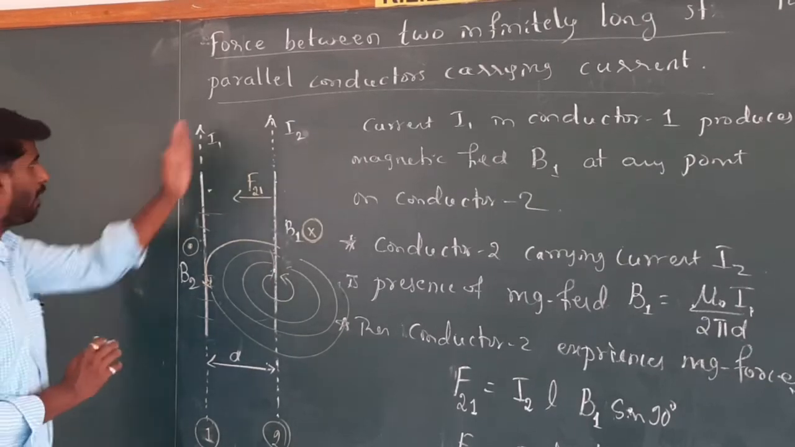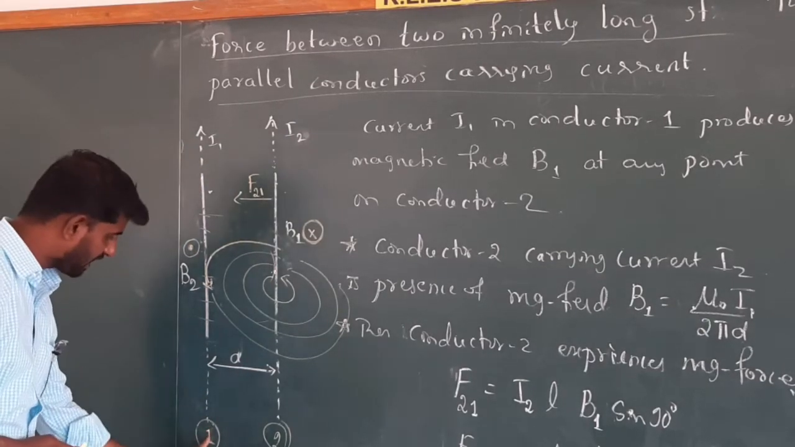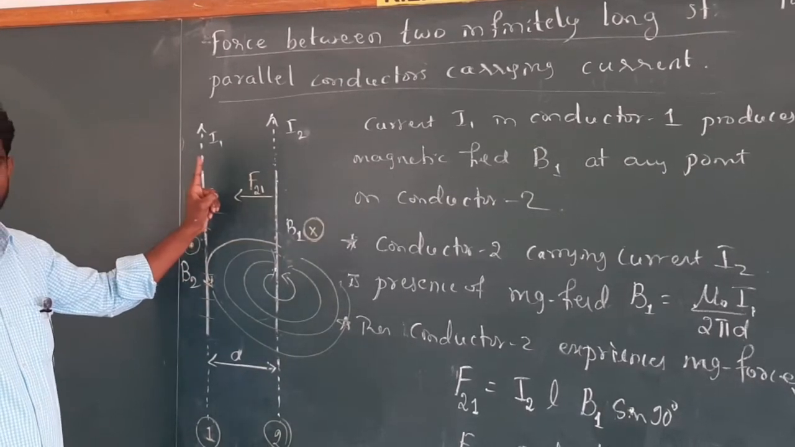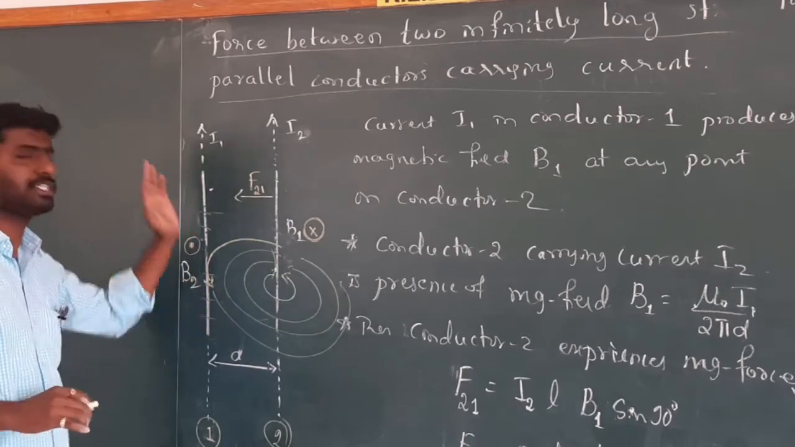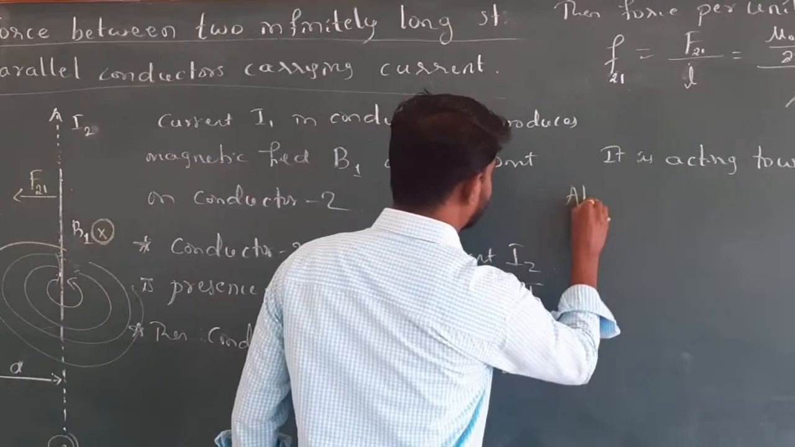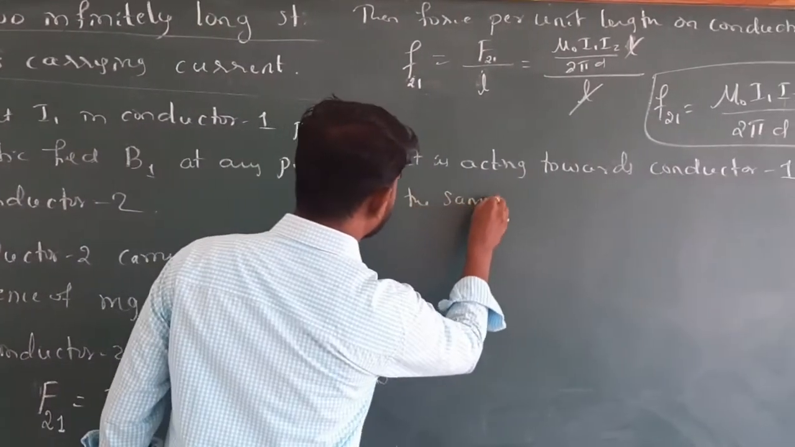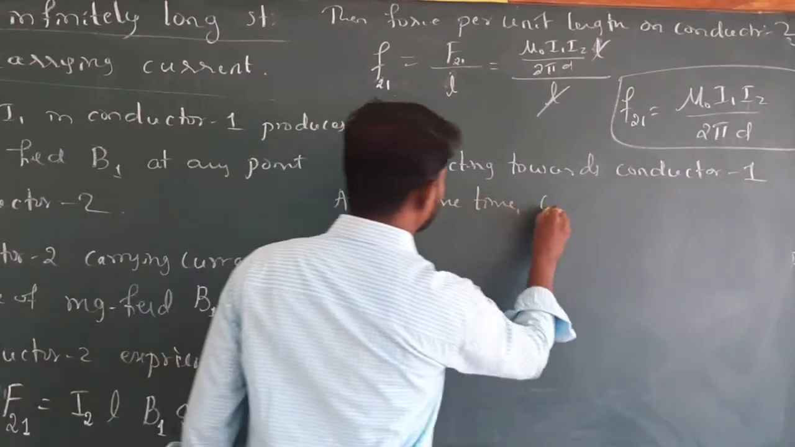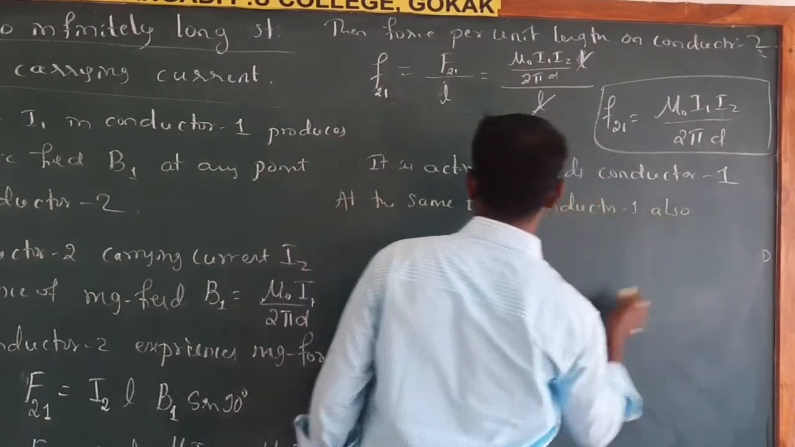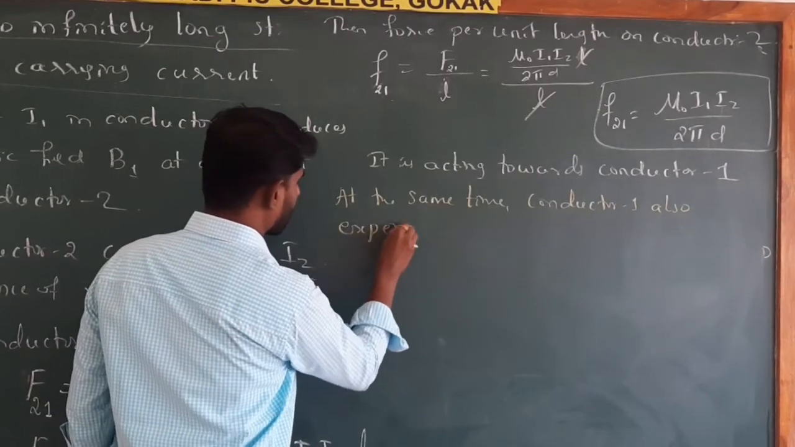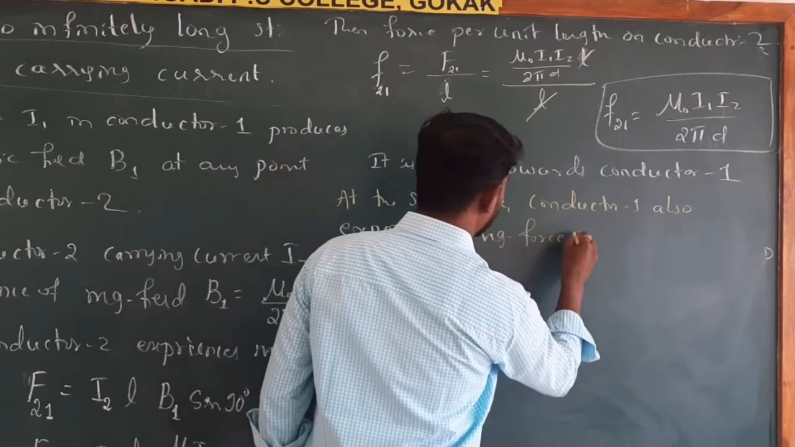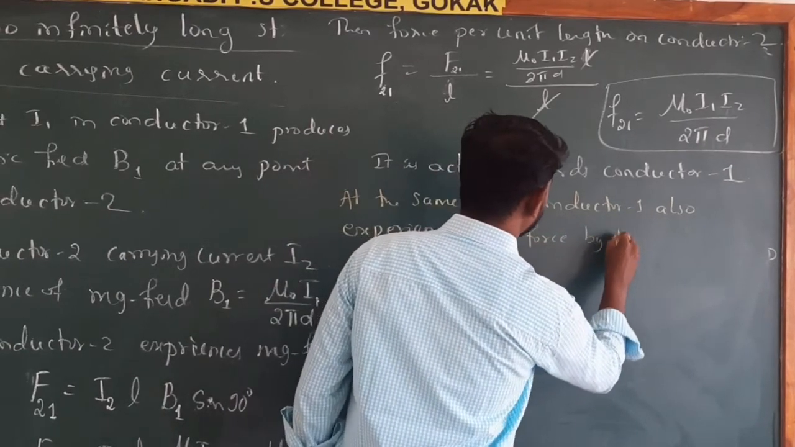Is it? Okay. Now observe the first conductor. It is the first conductor carrying the current I in the presence of a uniform magnetic field. Is it clear? So then this conductor is also experiencing a force. Okay, so I will explain now. At the same time, conductor 1 also experiences magnetic force by B2.